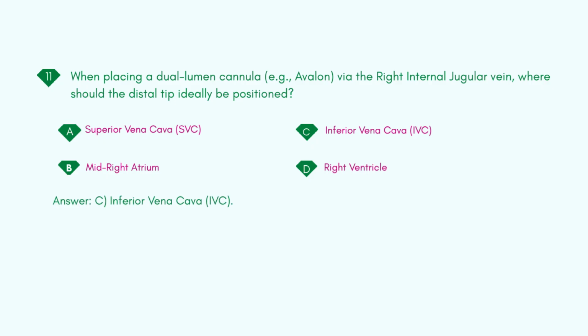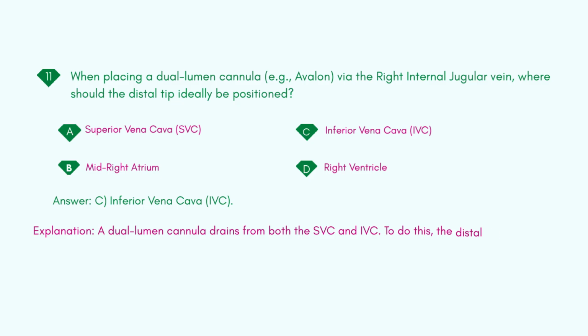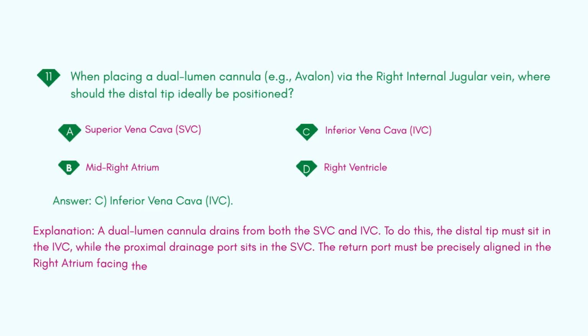Inferior vena cava, IVC. Explanation: a dual-lumen cannula drains from both the SVC and IVC. To do this, the distal tip must sit in the IVC, while the proximal drainage port sits in the SVC. The return port must be precisely aligned in the right atrium facing the tricuspid valve.